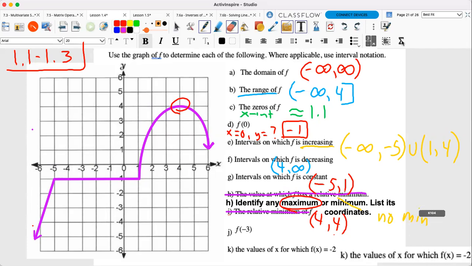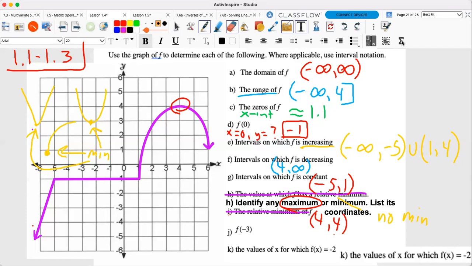Because there's no place where it bottoms out, or it could have even ended right there. All 3 of those are technically potential minimums. But since we had none of those, no minimums.